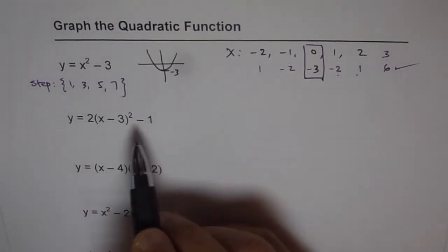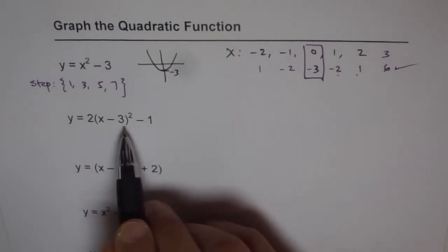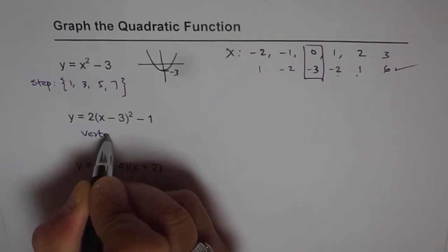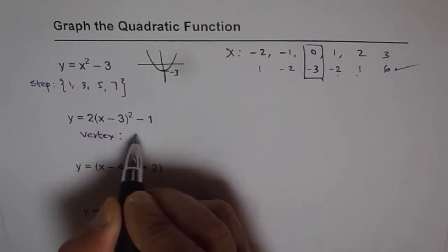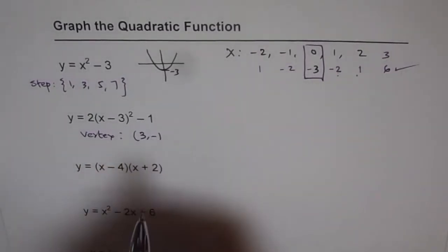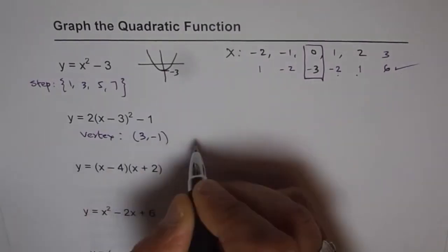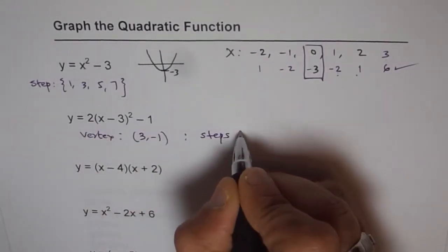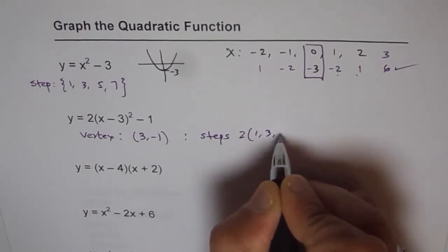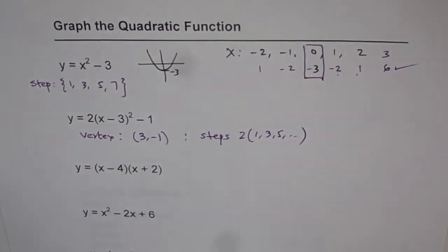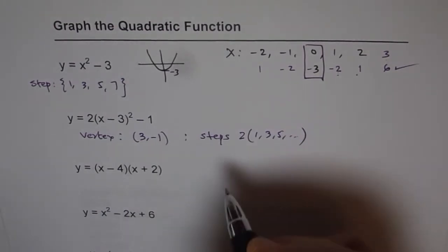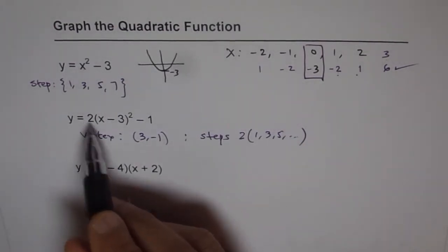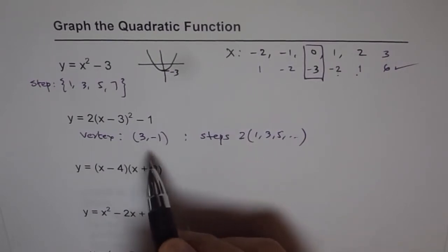Now in this case, we'll not do any calculations. We'll go to the vertex. The vertex for us is what? The vertex for us is (3, minus 1), right? And what are the steps? The steps are 2 times 1, 3, 5, 7. Do you see that? That is how we are going to sketch our function. And the direction is positive, right? It's plus 2, so it's opening upwards.